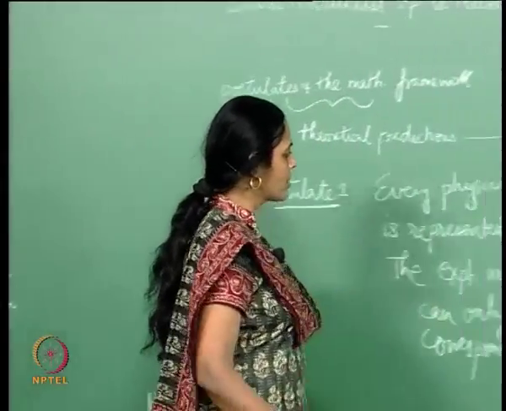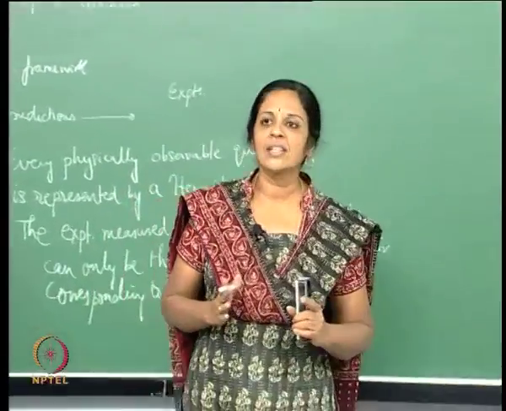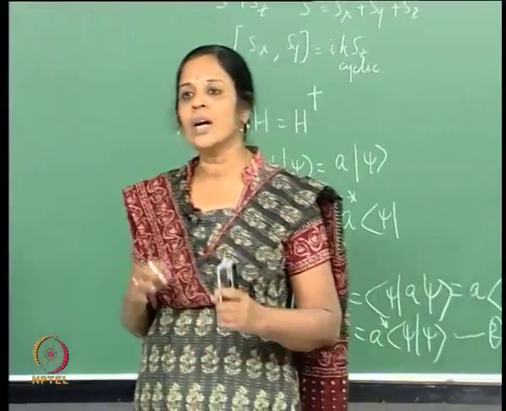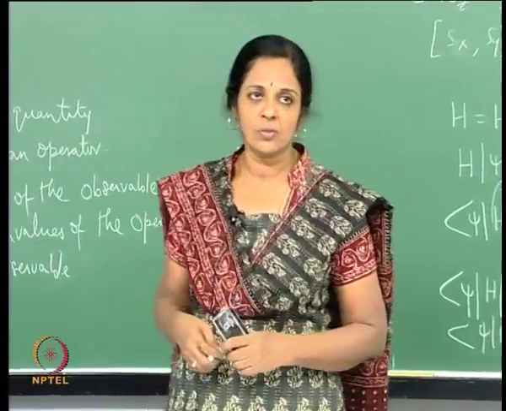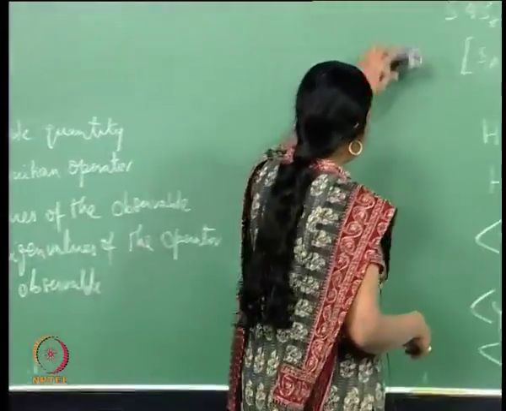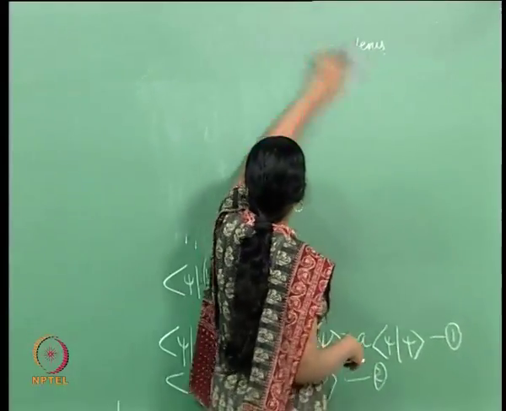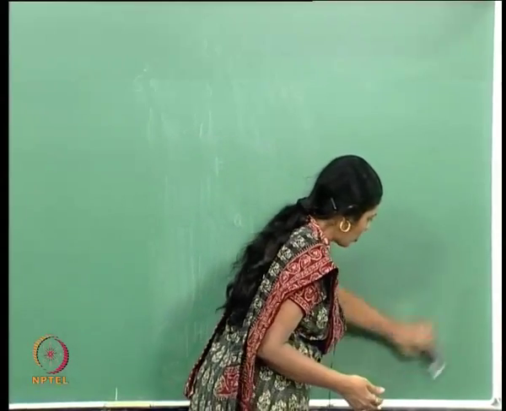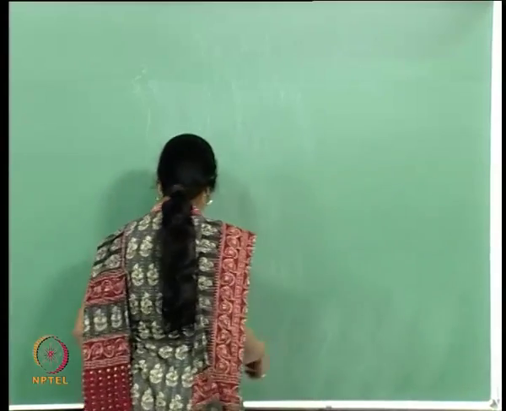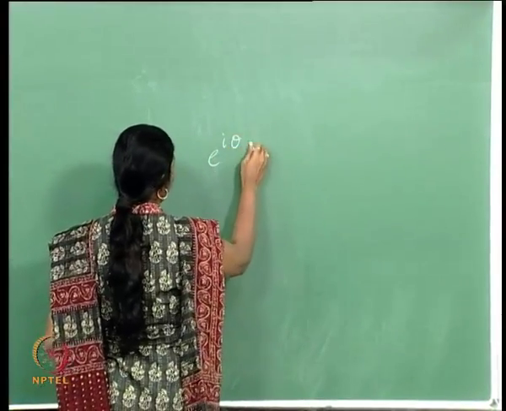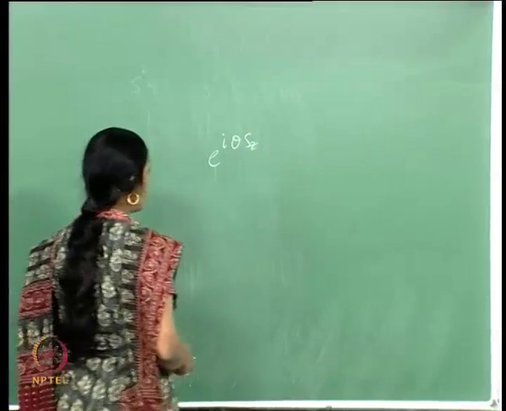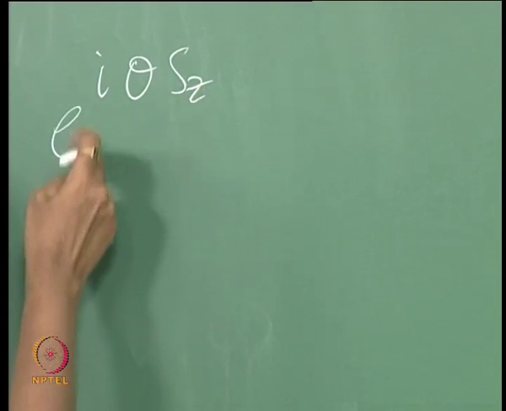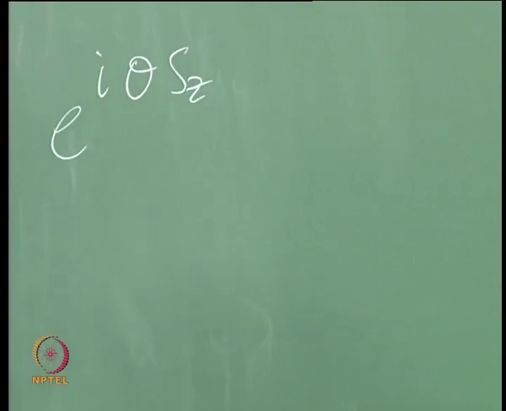While Hermitian operators are certainly the only operators that can be used to represent physically measurable objects, it is also true that other operators have their own importance in quantum mechanics. For instance, we have already seen the operators S plus and S minus. We have seen unitary operators. An example would be e to the i theta Sz, which I spoke about in the last lecture. This is unitary because Sz is Hermitian, and this is the exponential of i times a Hermitian operator.